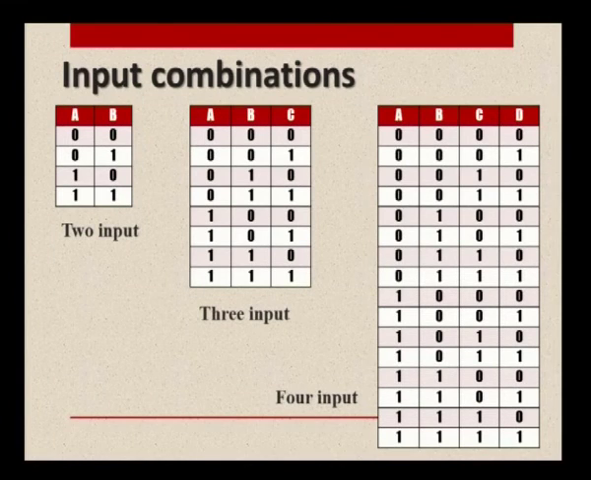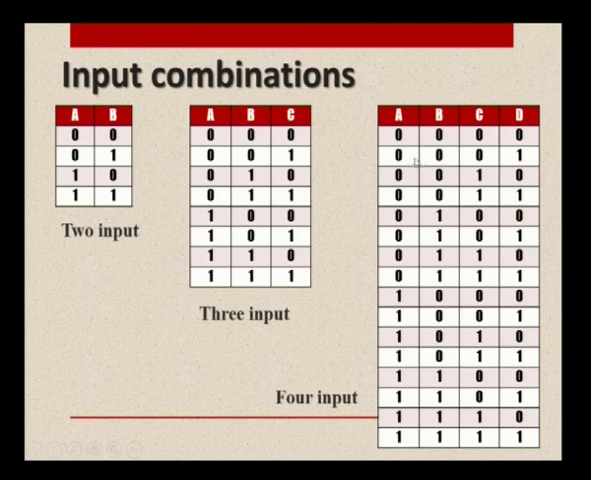For 2 inputs, only 4 combinations are possible. For 3 inputs, the combination becomes 8, and for 4 inputs the combination becomes 16, and so on. Let us have a look at the combinational possibilities for the inputs which I have just mentioned. See, these are the input combinations. For 2 inputs, A and B, it is 0 0, 0 1, 1 0, 1 1. So, these are the 4 possible combinations. For 3 inputs, 8 combinations are possible, and for 4 inputs there are 16 combinations possible.